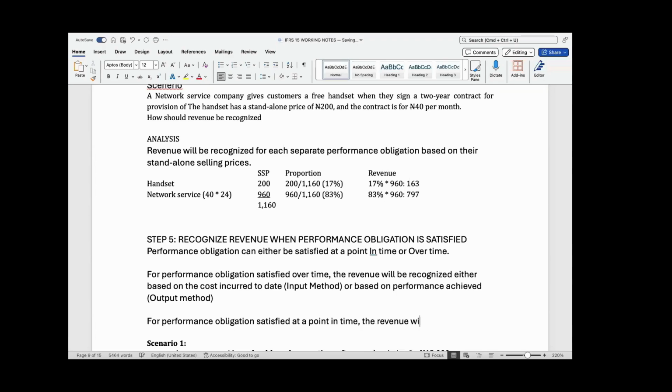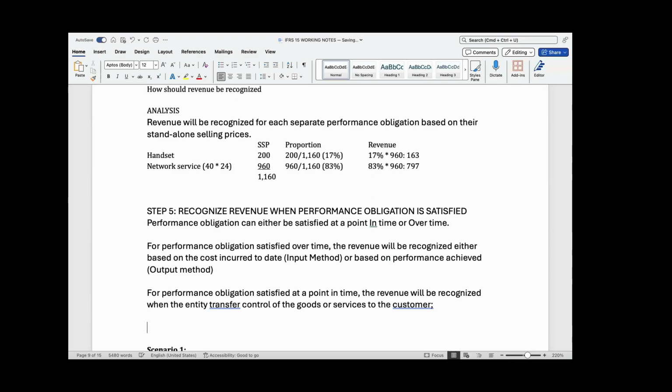So the revenue will be recognized when the entity transfers control of the goods or services to the customer. Transfers control of the goods or services to the customer.